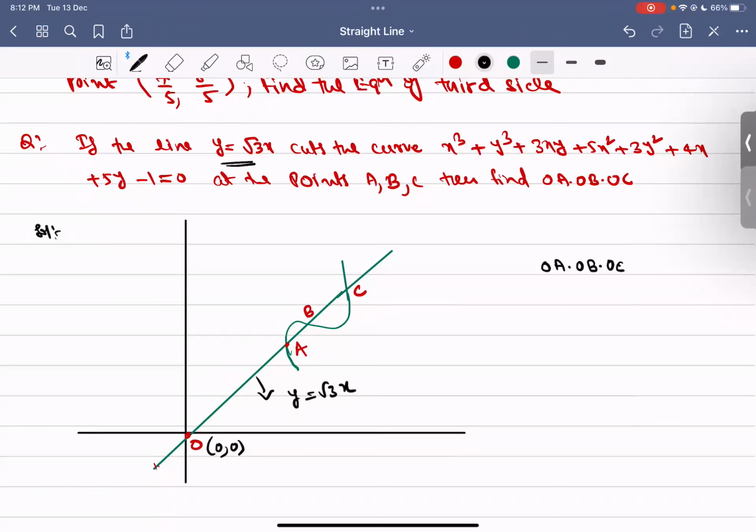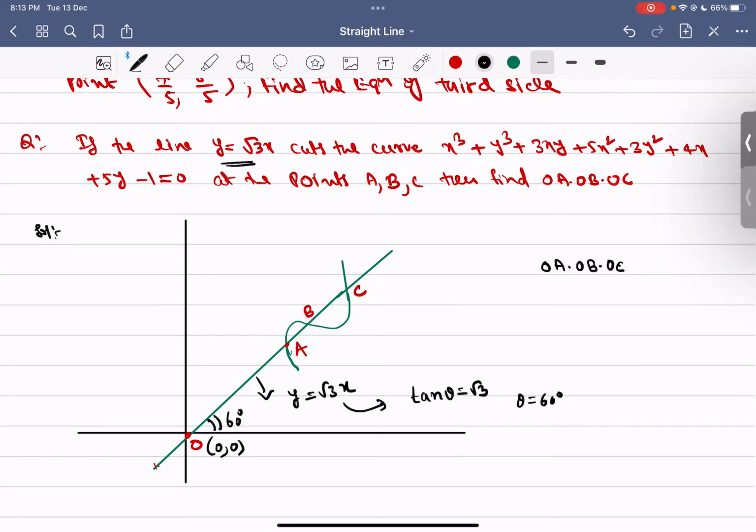Therefore, the angle is also given indirectly. The slope is given, so tan theta is equal to root 3. The slope of the line, tan theta, is equal to root 3. The corresponding angle: tan 0 is 0, tan 30 is 1 by root 3, tan 45 is 1, tan 60 is root 3. Therefore, theta is equal to 60 degrees. So 60 degrees is given.